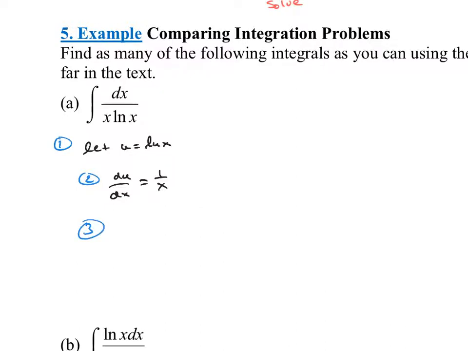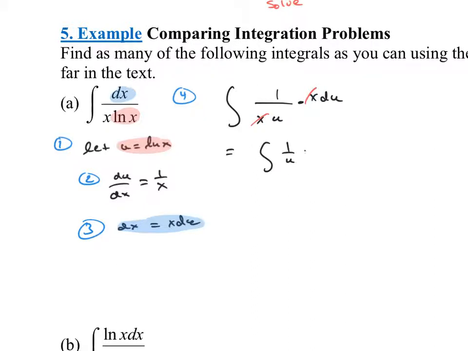Step 3 is solve for dx. So dx would actually be, because we'd multiply both sides by x, dx would be x du if you're careful enough with that. We're going to substitute in for dx, and we're also going to substitute in for u. We rewrite our integral, so this is step 4. This would be the integral of 1 over x, natural log of x would be u, and then dx would be x du. Notice those x's simplify, and so we're left with the integral of 1 over u du.